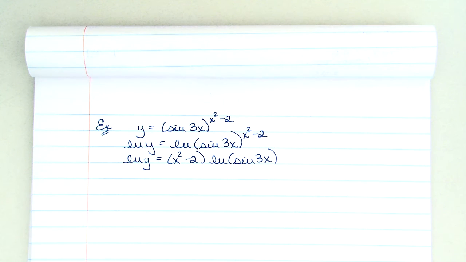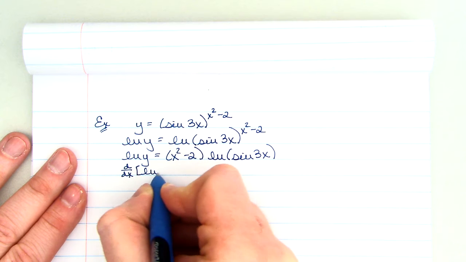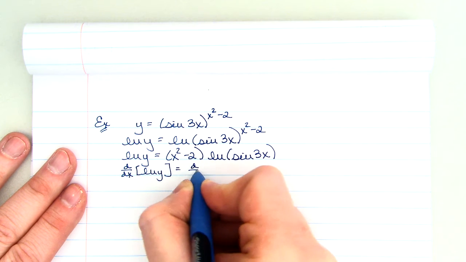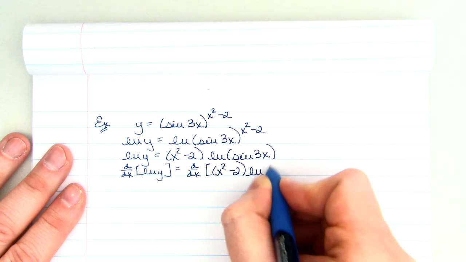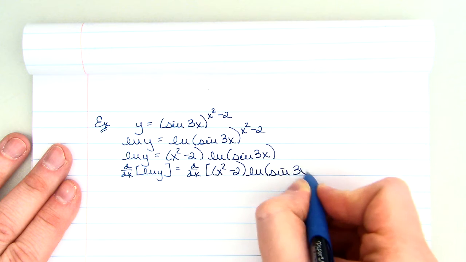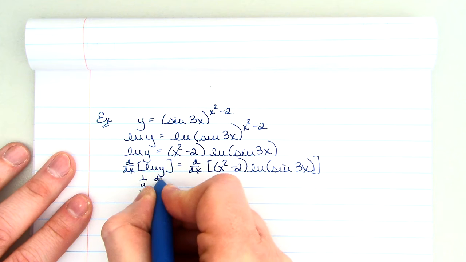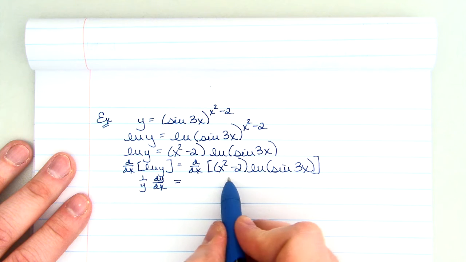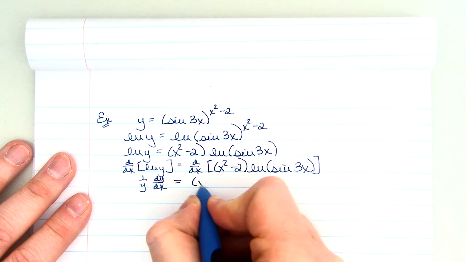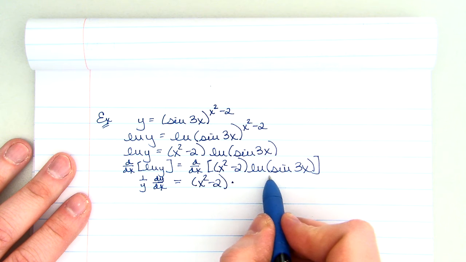Please find the derivative of both sides. I'm going to find the derivative of the left. I'm going to find the derivative of the right. What's the derivative of the left? 1 over y, dy/dx. On the right, okay, so I need product rule. First times derivative of the second. First is x squared minus 2. Derivative of the second, well, this looks like chain rule to me.